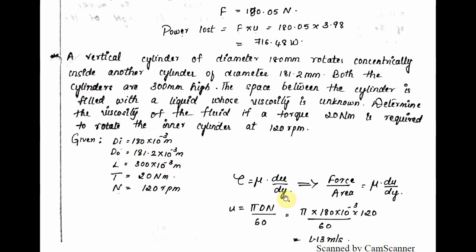Therefore, tau equal to mu into du upon dy, that is force upon area, that is equal to mu into du upon dy. Then U equal to pi D N upon 60, that is pi into 180 into 10 to the minus 3 into 120 divided by 60, that is equal to 1.13 meters per second.